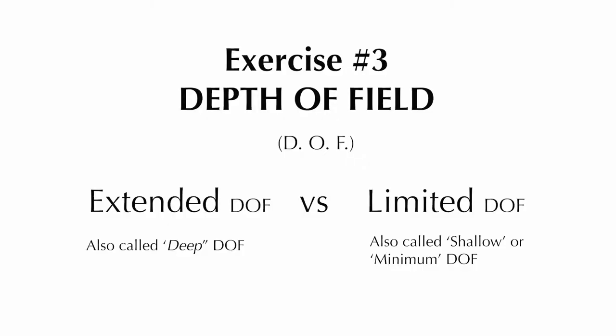I'm going to be talking a little bit about exercise number 3, which is about depth of field, and the different kinds of definitions for depth of field. So we will be exploring extended depth of field, which is also called deep depth of field, versus limited depth of field, which is also called shallow depth of field or minimum depth of field. And we'll be experimenting with depth of field by changing apertures and using manual focus.